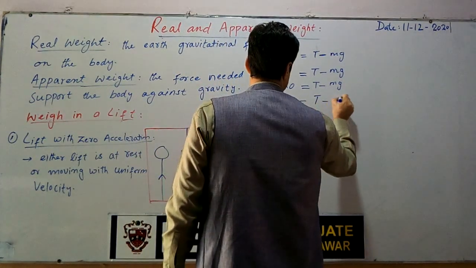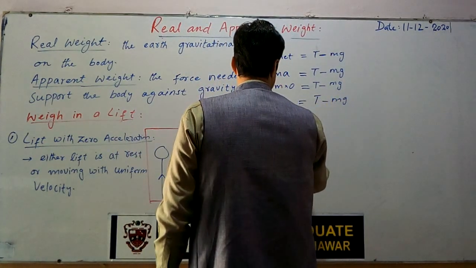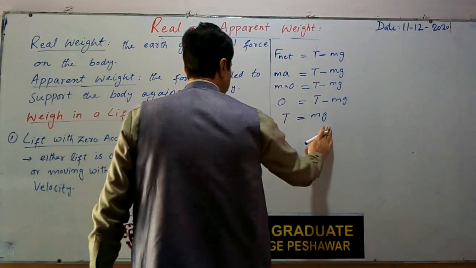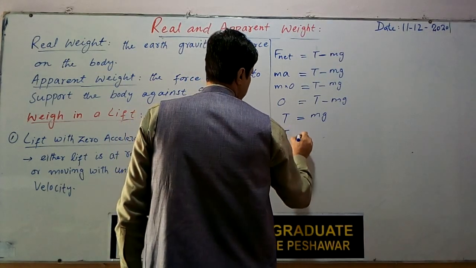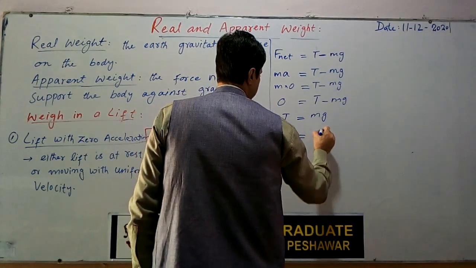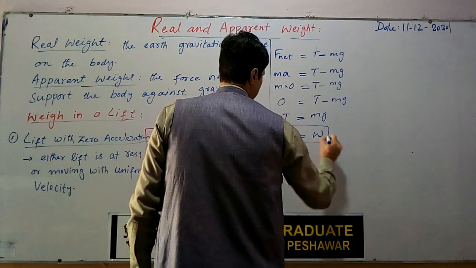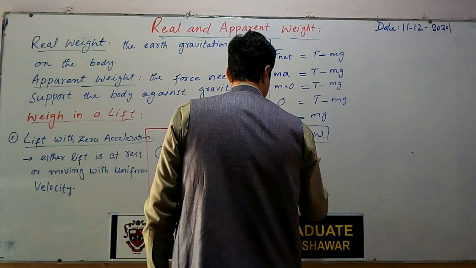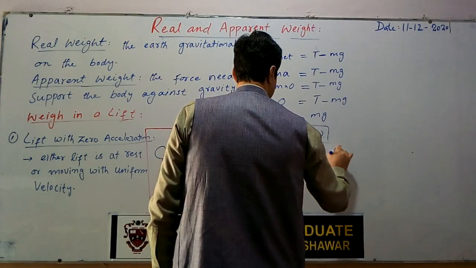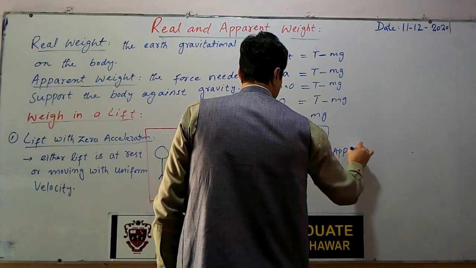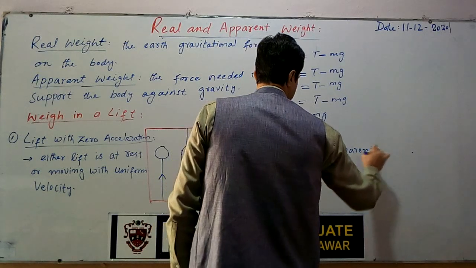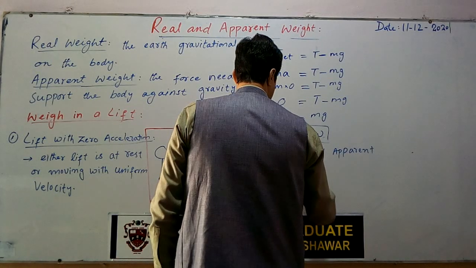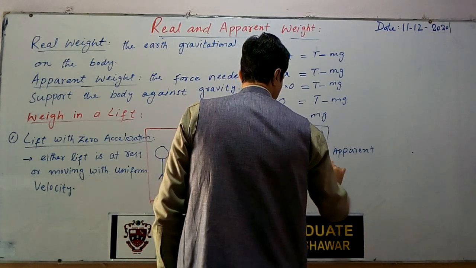T minus mg equal to 0, T equal to mg, and mg is weight of the body. So tension in the string is equal to weight. In this case, we see that the real and apparent weights are equal.